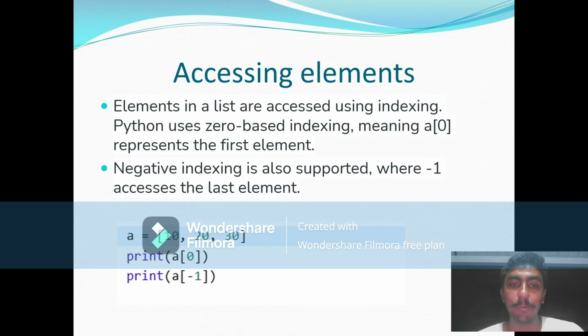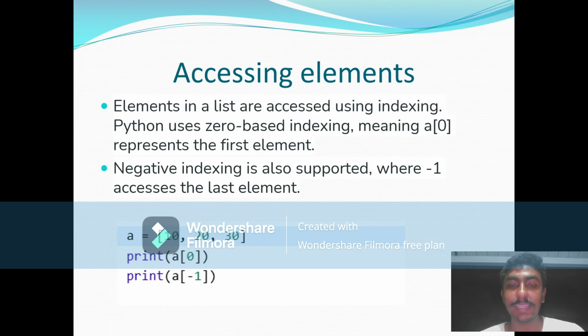Now, suppose you have a list a which is 10, 20, 30. How do we access a particular element? The PPT says use zero-based indexing, like strings. The same thing happens here. If we have a[0], it prints the first element, which is 10. And if it is a[-1], it prints the last value, which is 30.